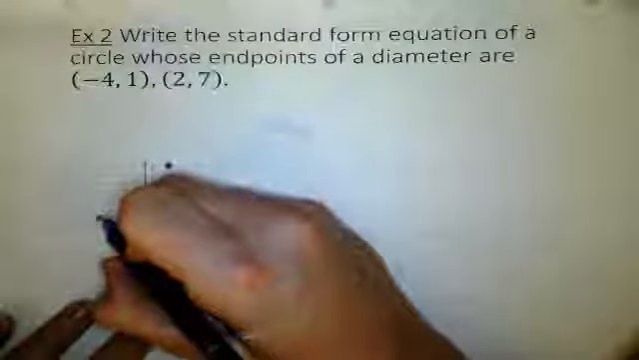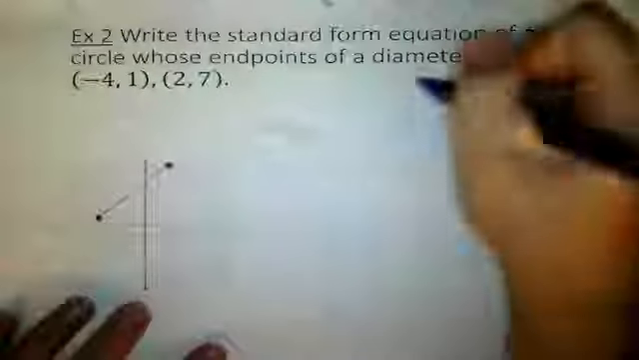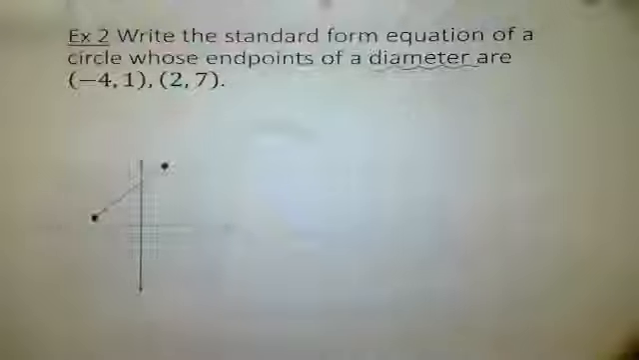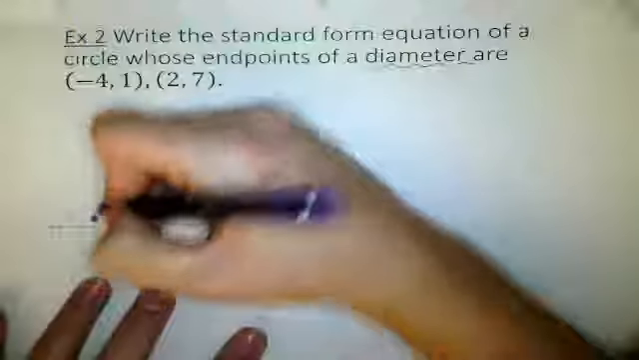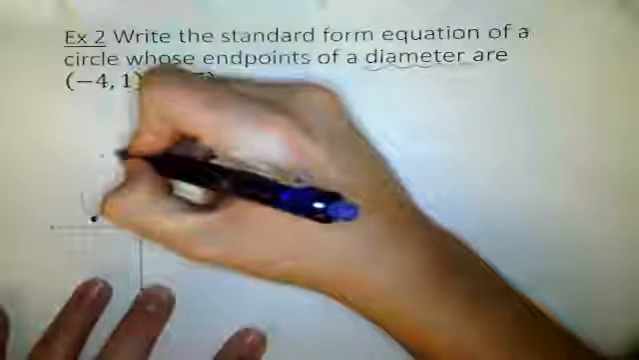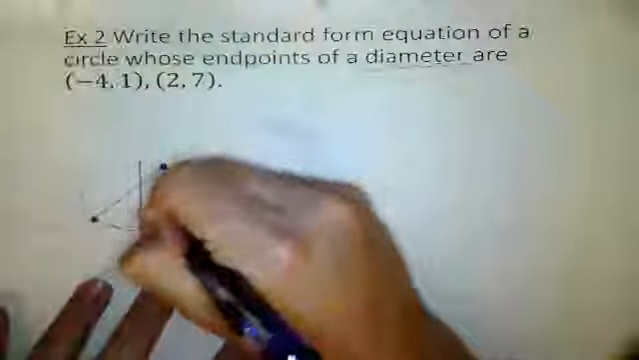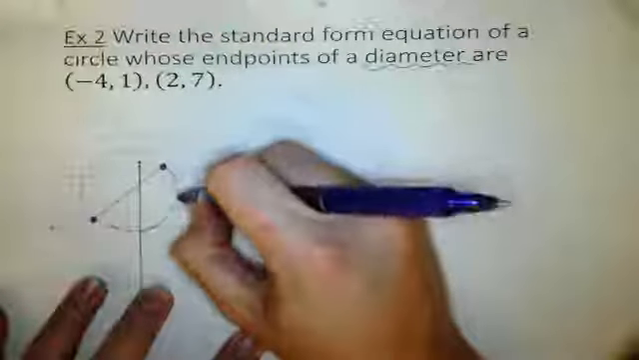These endpoints, if I connect them, what are they called? Yes, this makes up the diameter of a circle, which means there must be a circle that goes through those two points. Like that, sort of. That's better. Okay. So those two points form the endpoints of a diameter.